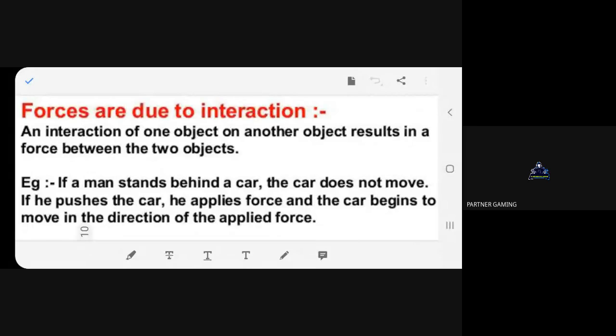Fine, good. Because he is not applying any force. But if he pushes the car, please read.